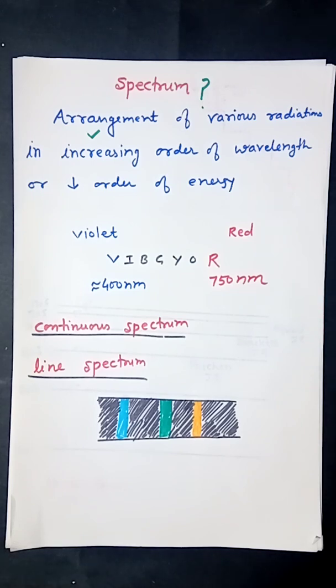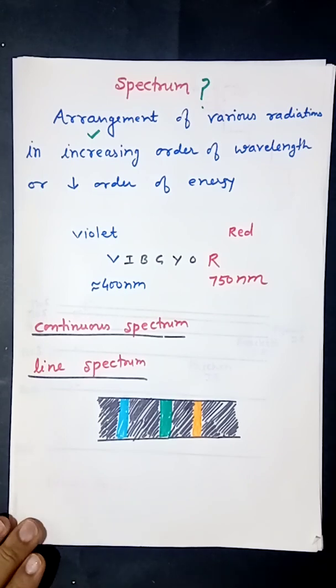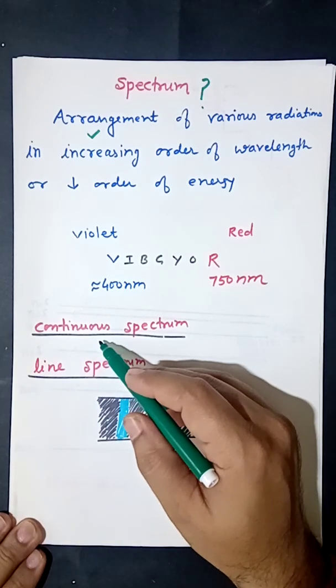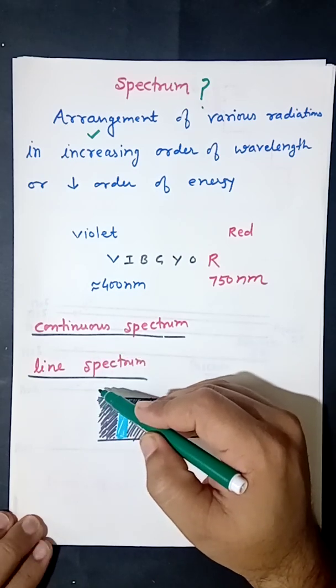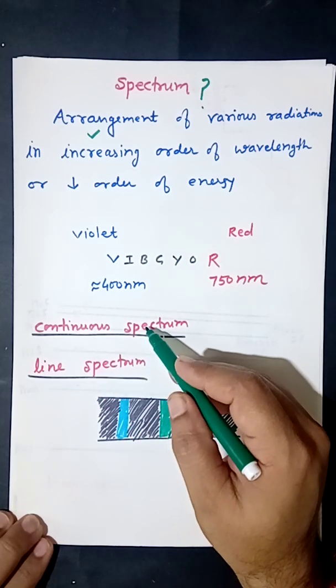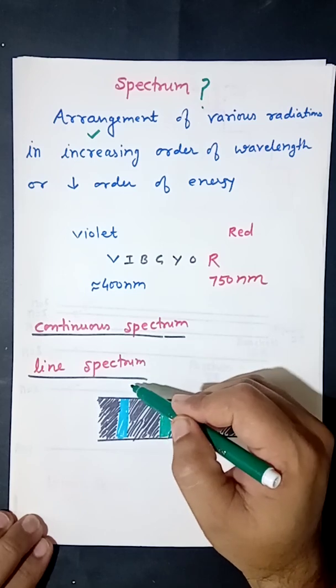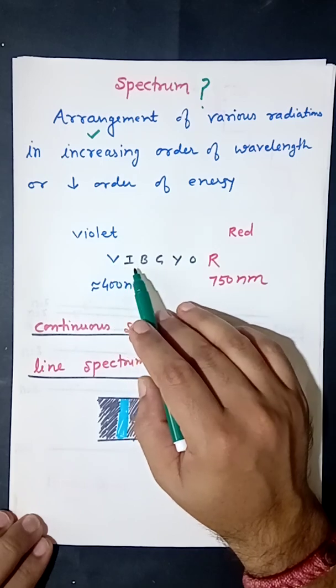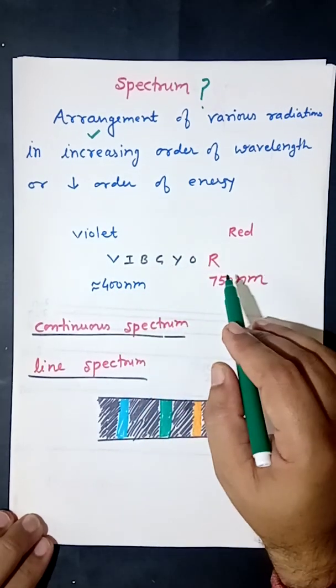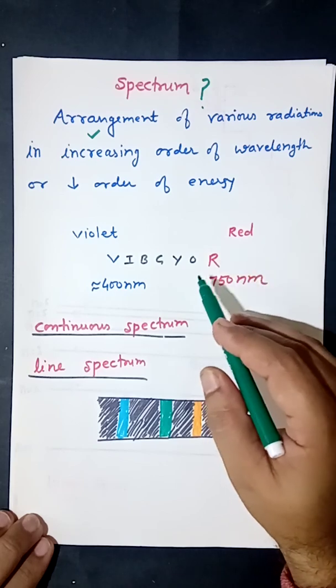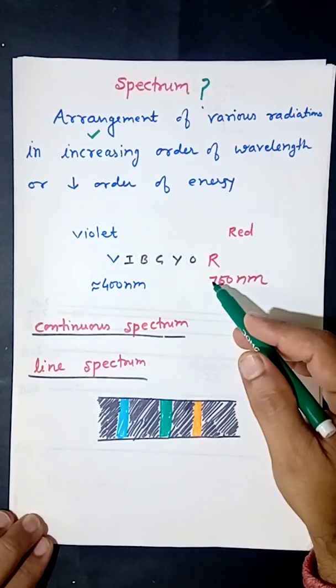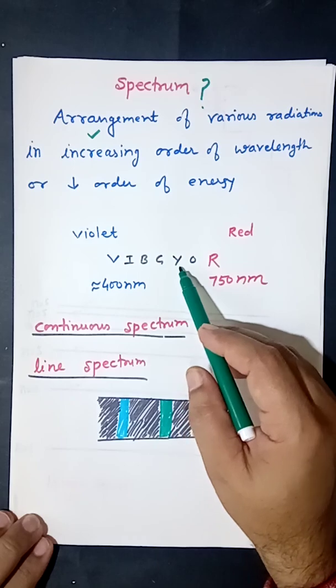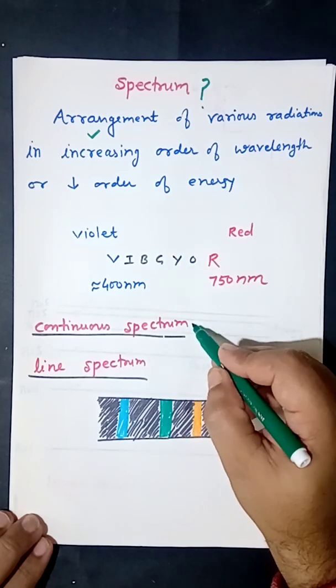Now spectrum means, so far, the arrangement of radiations according to wavelength. There are two types of spectrum. One is known as continuous spectrum and the other is known as line spectrum. The difference between them is, you can see here, when you saw the rainbow, these colors are not well separated from each other. In fact, each and every color blends into the next and previous color, and therefore there is no gap here, and it is known as continuous spectrum.